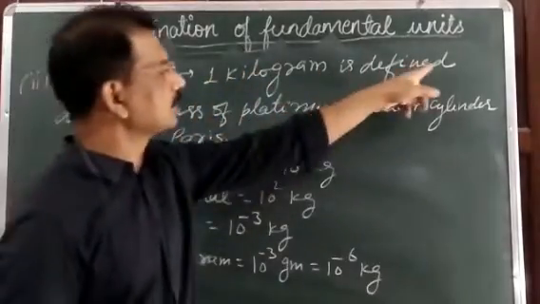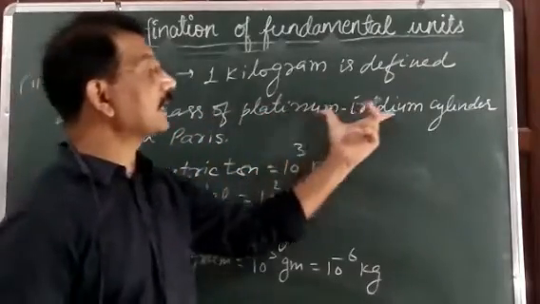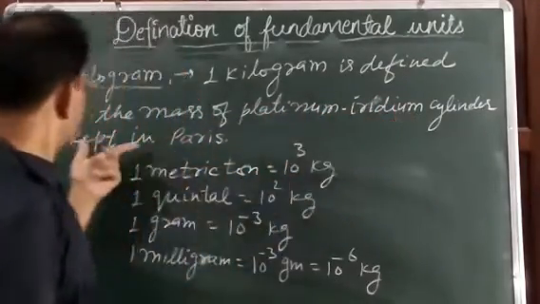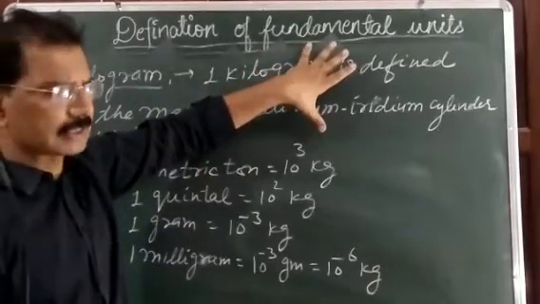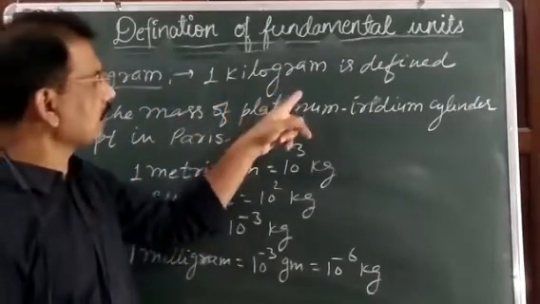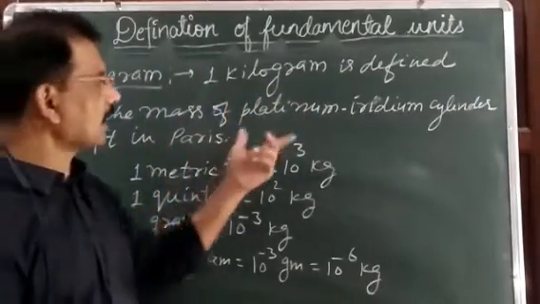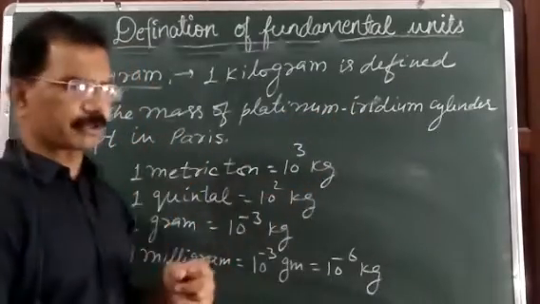1 kilogram is defined as the mass of a platinum iridium cylinder kept in Paris. It is accepted at the international level. The mass of 1 kilogram is defined as the mass of this platinum iridium cylinder, which is kept in Paris here.